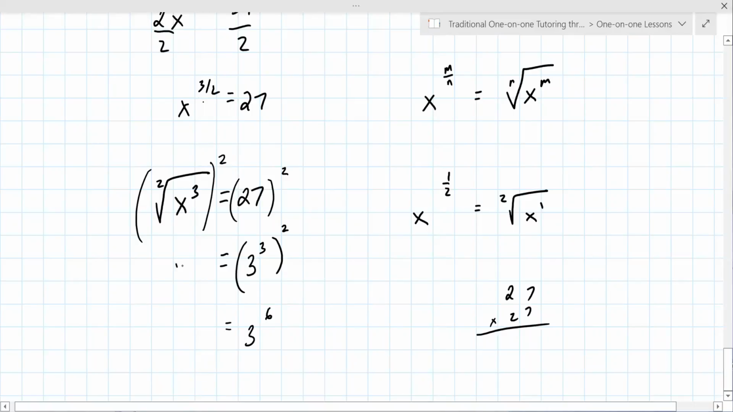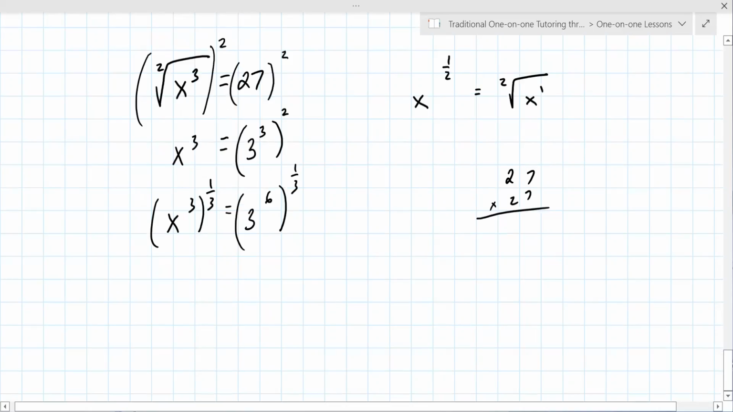But on the left side, we have x cubed. Now, how do you undo a cube? Well, you use a cube root. A cube root is really a 1/3 power, like this. So you undo a cube with a cube root or a 1/3 power. On the right here, you multiply the exponents, so it becomes 3 squared, or 9.